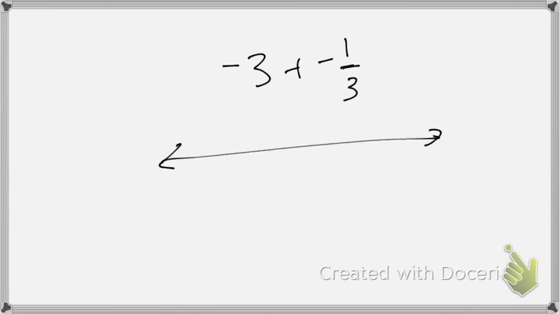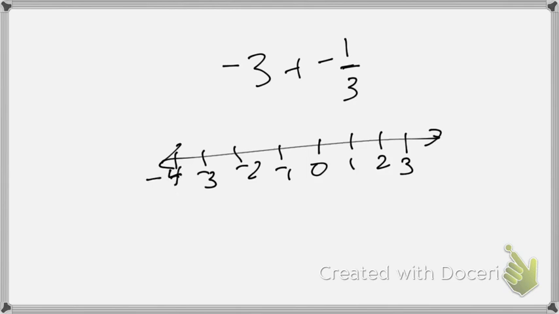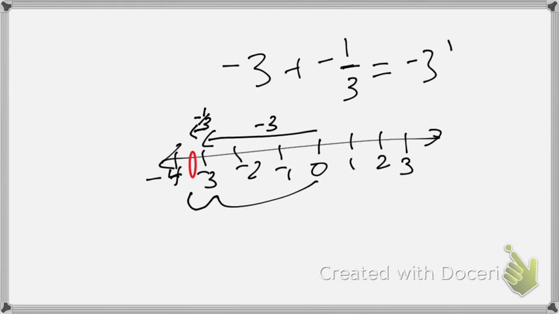Okay, but then what if I'm doing -3 plus -1/3? Just think about what that looks like on the number line. Alright, so you go back 3, right? Then you go back another third. So you're only going back a little bit, you're going back 1/3, right? So where would this be? There you end up. That's -3 and 1/3.